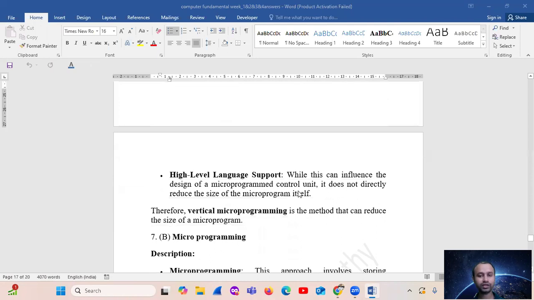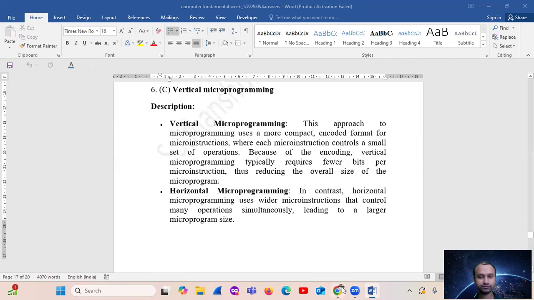So high level language support क्या है? While this can influence the design of a microprogram control unit, it does not directly reduce the size of the microprogram itself. So vertical microprogram is the method that can reduce the size of the microprogram. That is option number C.